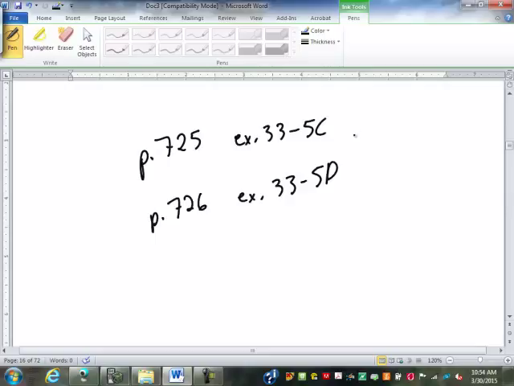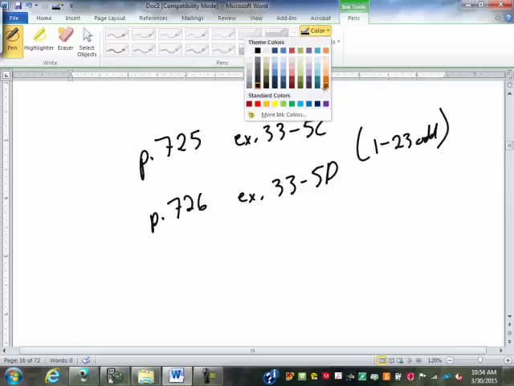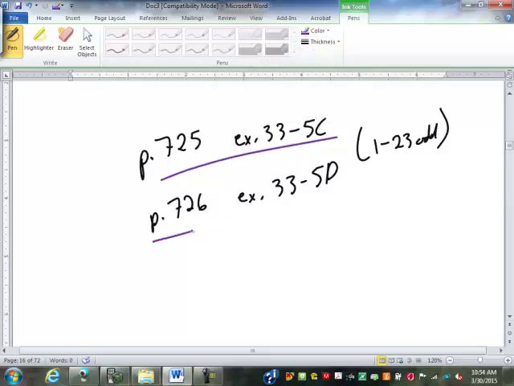So, on each of these, it's 1 through 23, the odds. Page 725, exercise 33-5C. Page 726, exercise 33-5D. 1 through 23, the odds. So just 12 of each. One is just your sine, cosine, tangent. The other one is the secant, cosecant, cotangent.